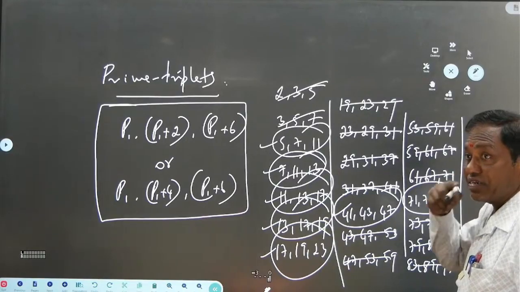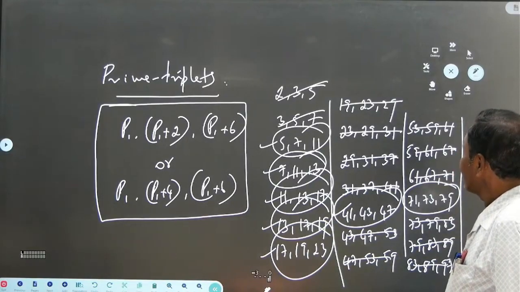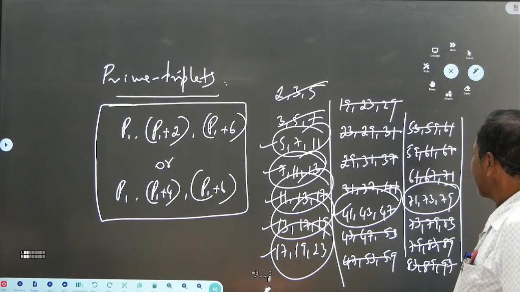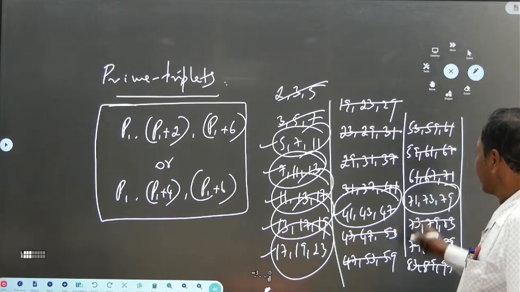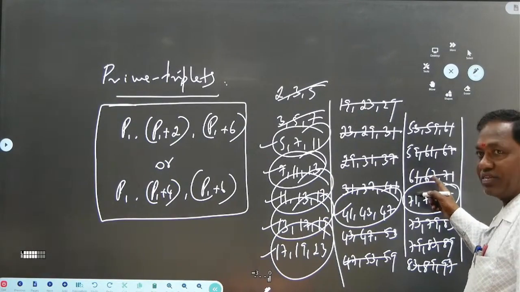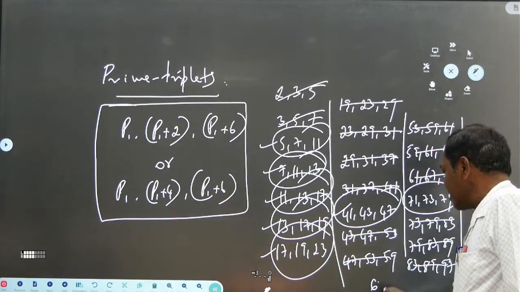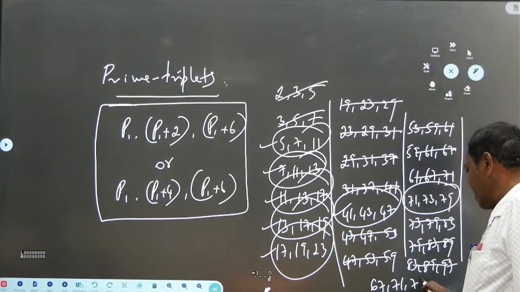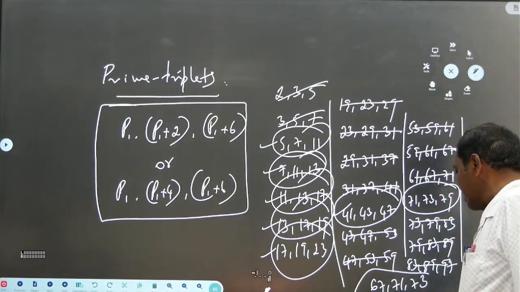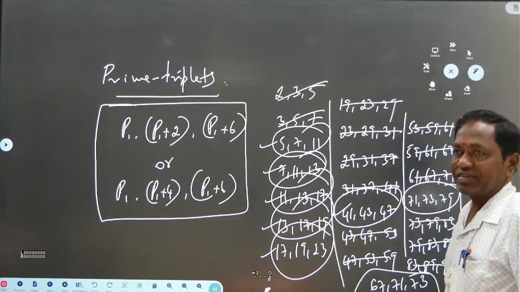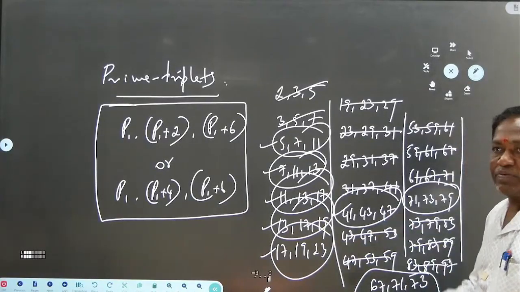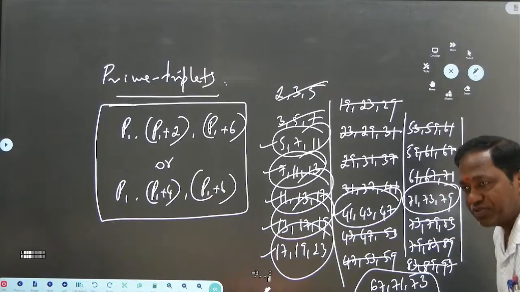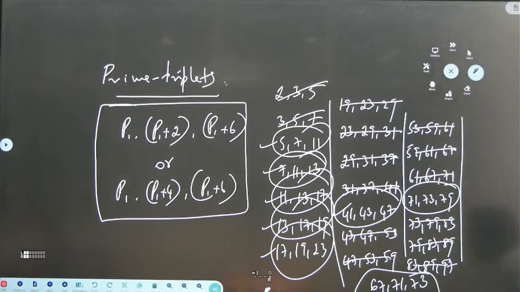Anyway, it will be written. Sir, 67, 71. 67, 71, 73. Oh, we missed that actually, no? 67, this we missed here. 67, 71, 73, yes, take it like that. Because I calculated this, and I put everything in my book, which is going to be completed. There are 8 pairs. You can remember that forever.